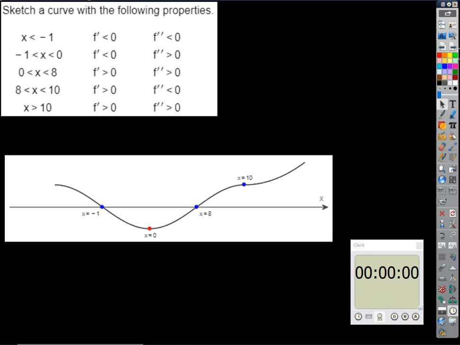Okay, so if we break this thing up by section, let's look at the first derivative first. We've got a boundary at, where does it change? It changes from negative to positive at 0, right? So for the first derivative, f prime is less than 0 to the left, so it's decreasing. Makes sense, right? It's increasing the entire rest of the time.